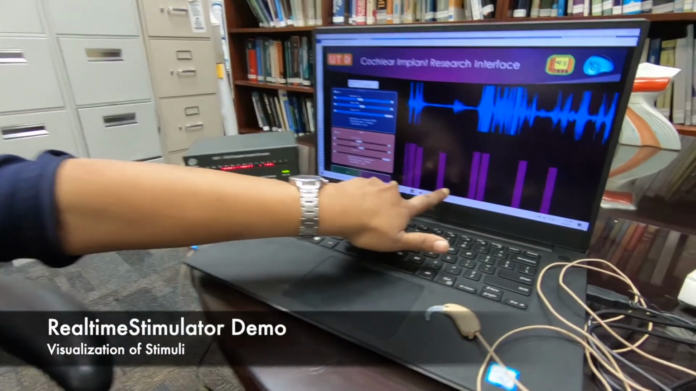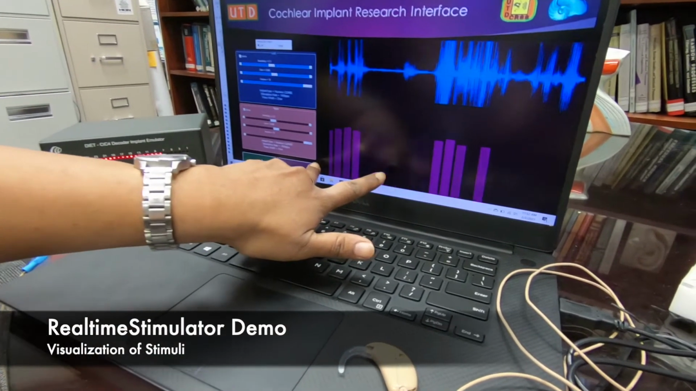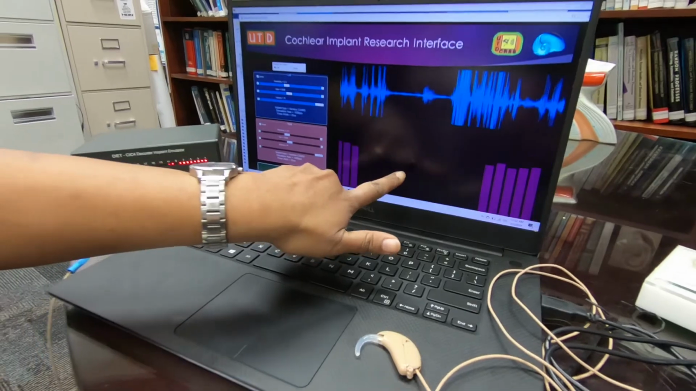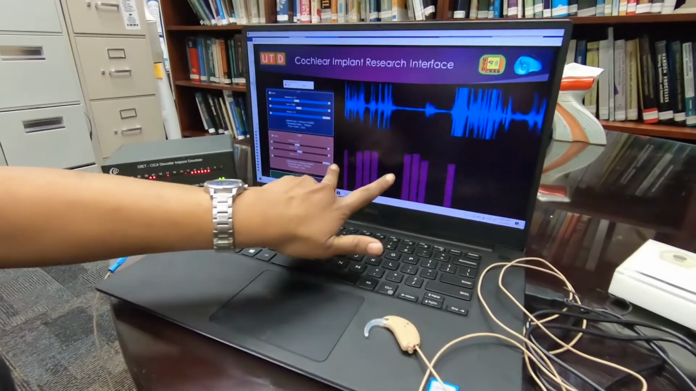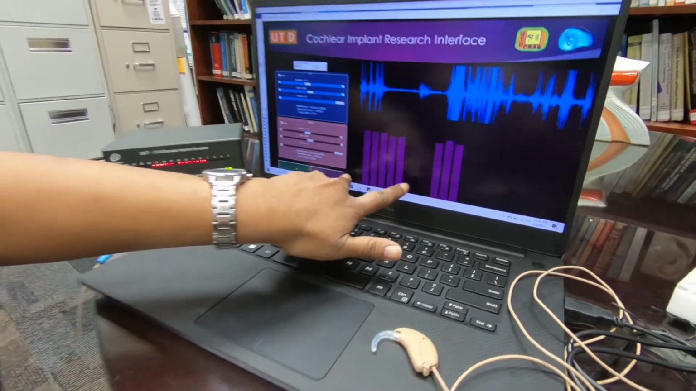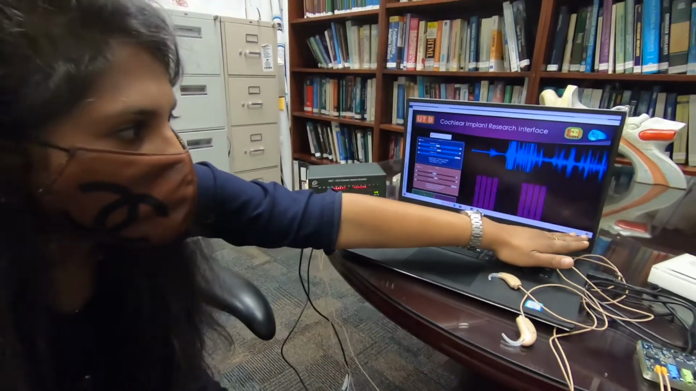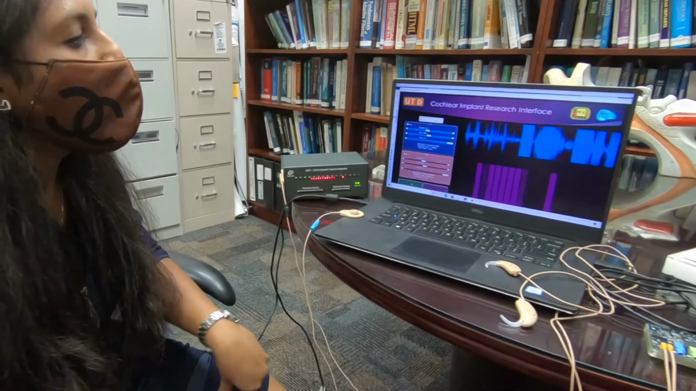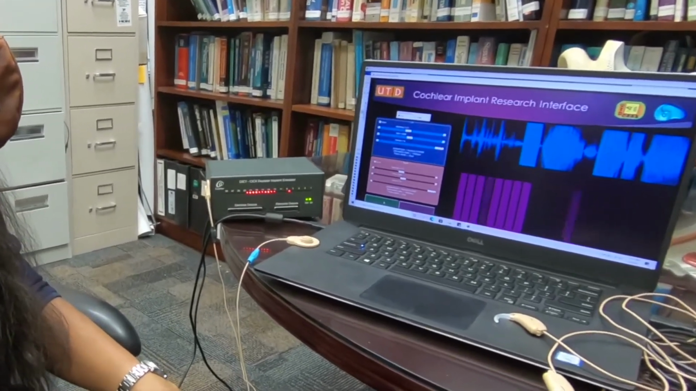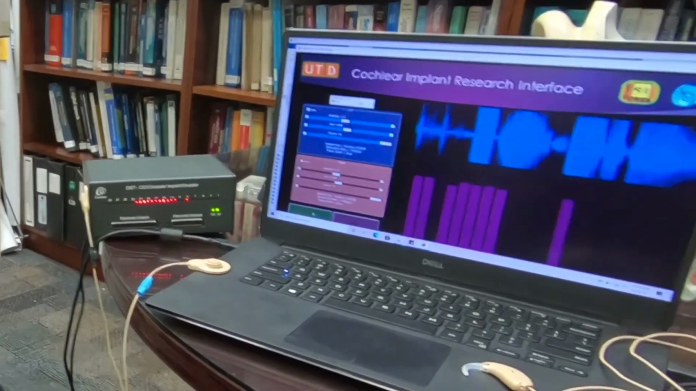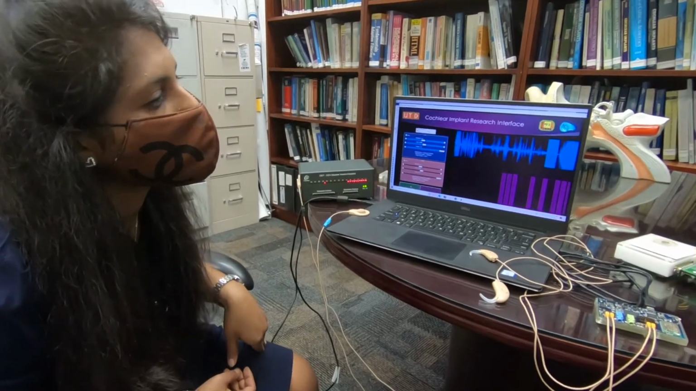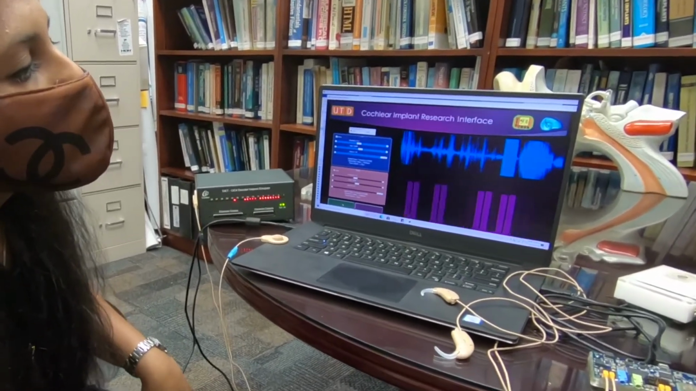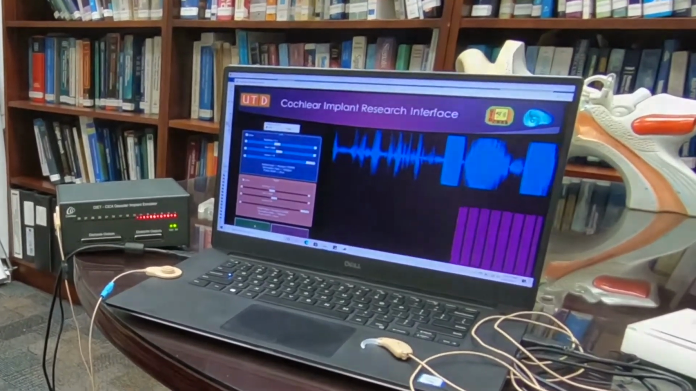The RealtimeStimulator Demo is a MATLAB-based interface to visualize the RF decoder. The bars represent electrodes from the lower, more apical frequencies to the higher, or more basal, frequencies. So, for example, when I say ah, which is a low frequency vowel, more bars on the left should appear. And when I say shh, which is a high frequency consonant, the bars on the right will appear.